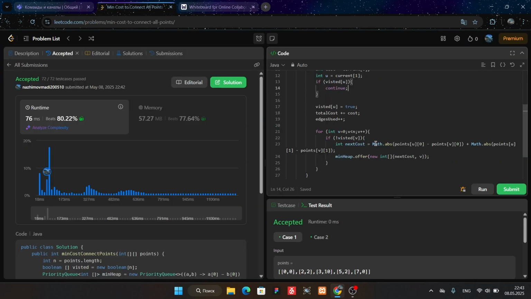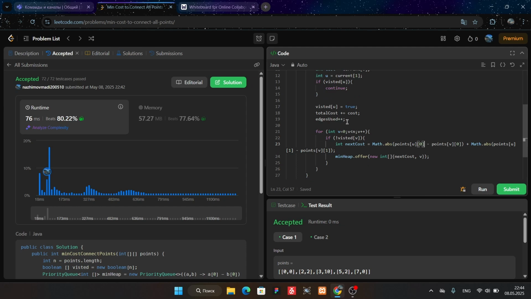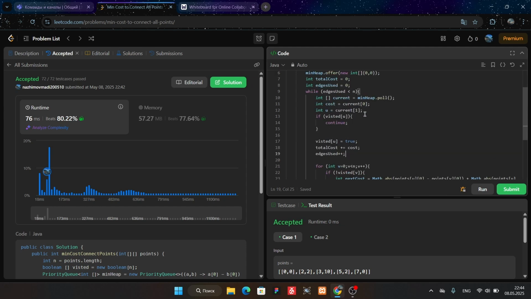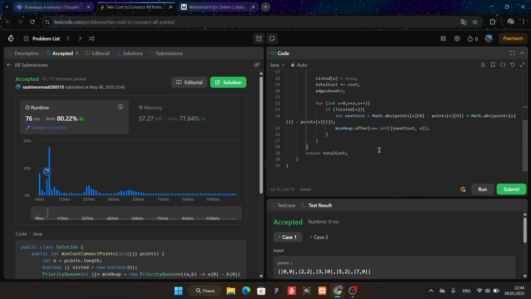And this is Prim's algorithm. What is Math.abs? It's the absolute value: when we subtract two numbers and get a negative number, it returns a positive number. After that, I update edges used, and I check whether I visited this node. If I visited it, then I continue. If not, I go to the next step.